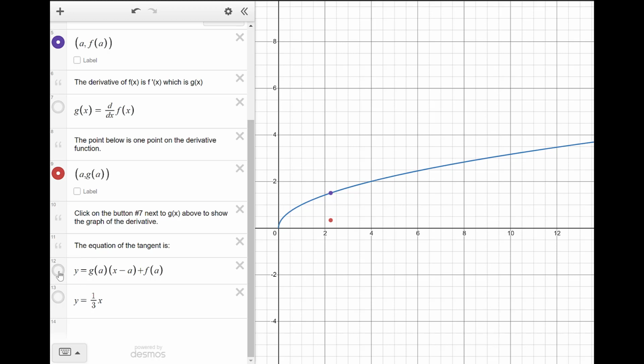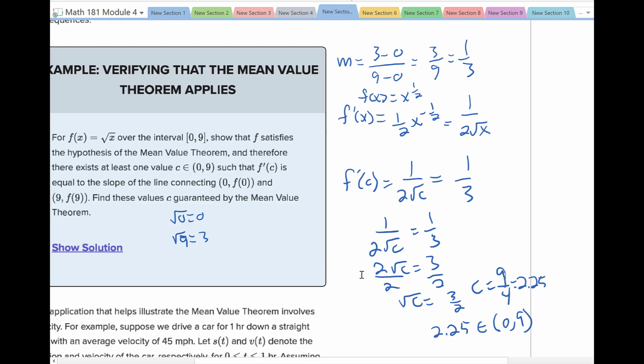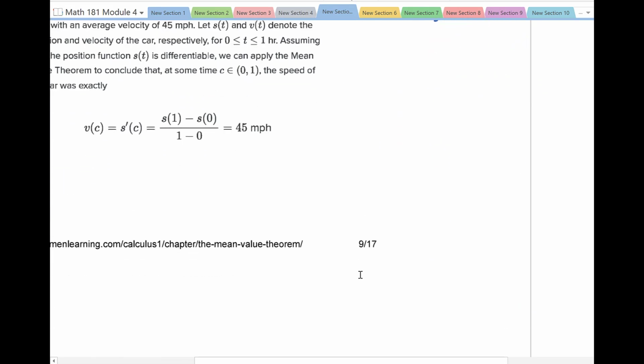So if I turn this on here, you'll see that's the equation of the tangent line at 9/4. And if I turn this on, that's the equation of the line through x equals 0 and x equals 9. So you see these are parallel lines, and that's what this is supposed to illustrate. I hope that helps. Okay.